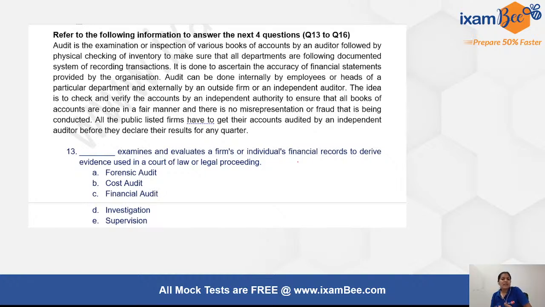The next para was something based on audit. Okay, so there were 4 questions based on audit. Generic para was given and there were 4 questions. First question was that when we are auditing, to an extent that we are evaluating all the financial records to derive an evidence which can be used in a court of law or any legal proceeding, then this type of audit is known as what? Okay, so this question was there.